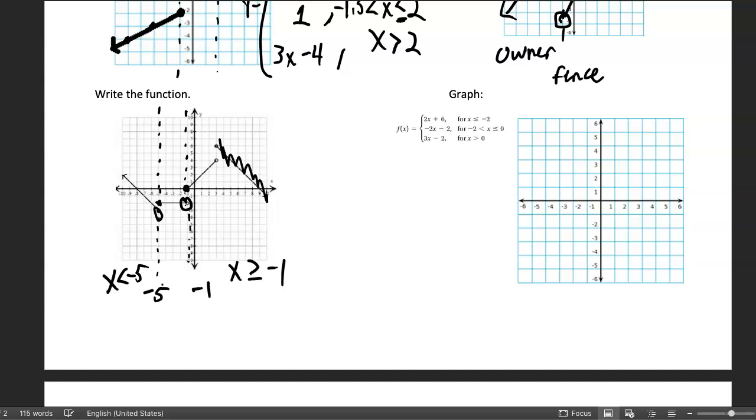What does that leave us with in the middle? Well, it's everything bigger than -5, including -5 because that's its fence, greater than x, but it has to be less than -1. And it's not paying for the fence on that side, so it just gets to put a dot.